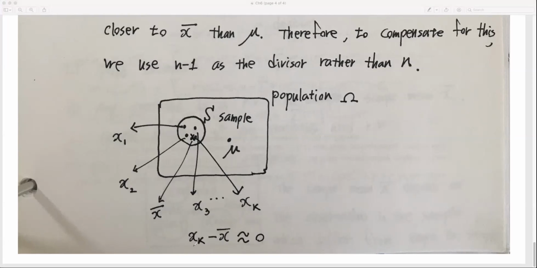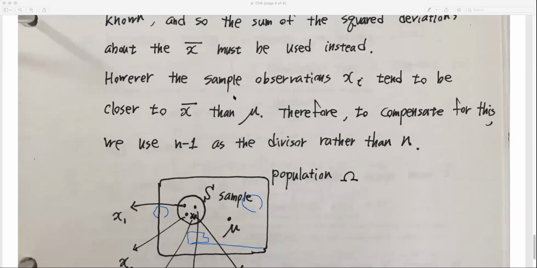Let's say, for example, xk is really close to x bar. Then xk minus x bar is going to be almost 0, right? So we can ignore xk. Then the number of observations will be reduced to n minus 1. Okay, so now we'll see.